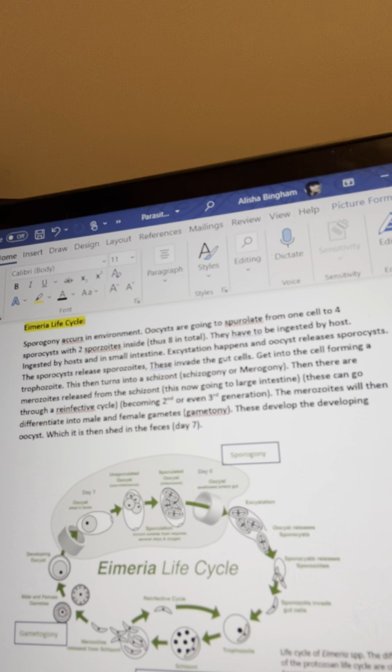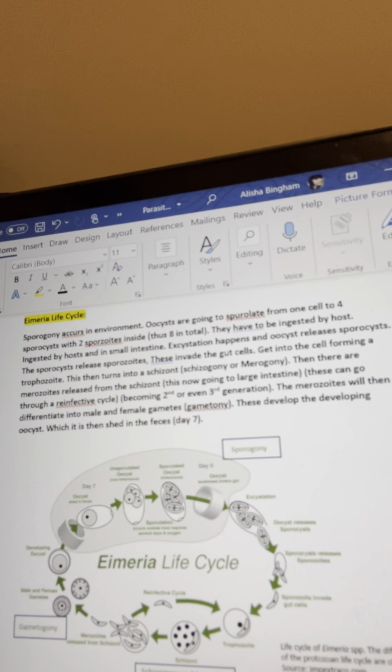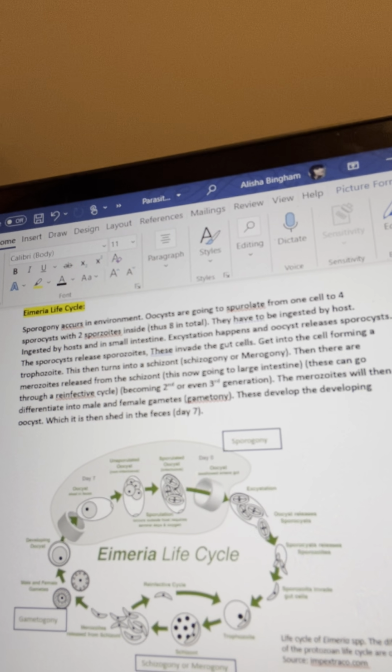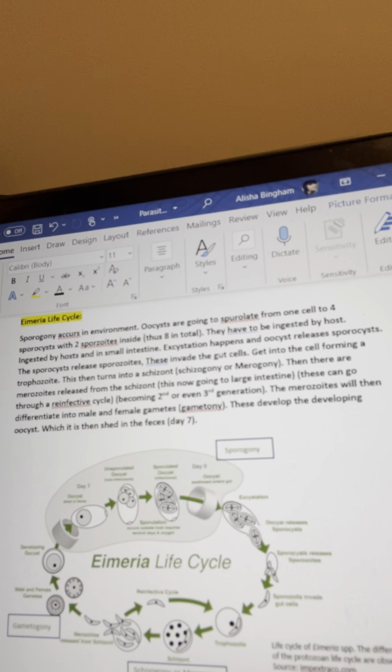The merozoites will then differentiate into male and female gametes, so this is known as gamogony. These develop into the oocyst, which is then shed in the feces at day 7.